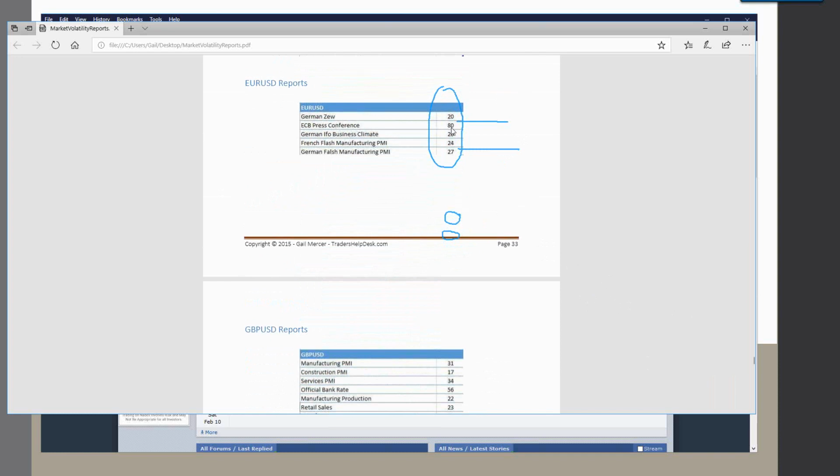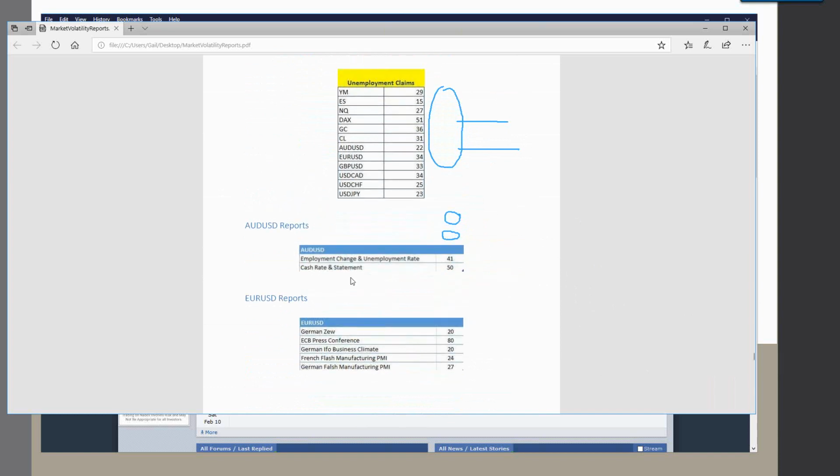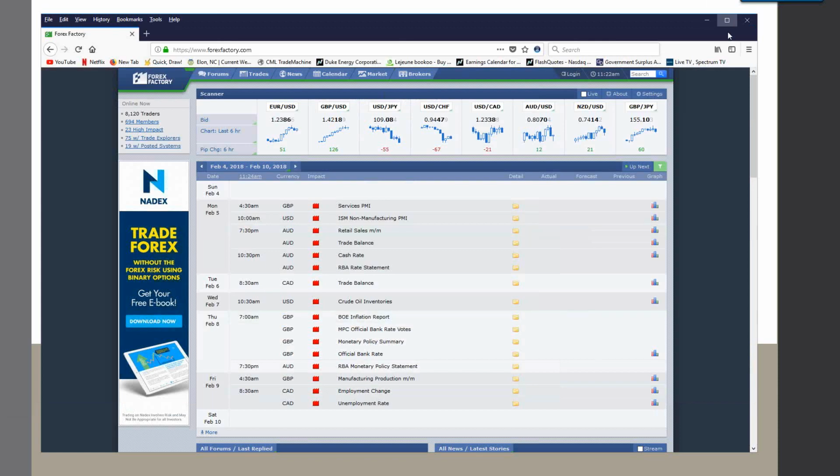The ECB press conference, again, your typical movement is about 80 pips. Divide by 2, that gives you 40 pips. You need to come in under that number. The Aussie reports, the cash rate statement, 50, employment change, 41. These are historical values. There's no guarantee, but by dividing by 2, a lot of times you're still within that range. And again, this is all historical. Anything can change in the future.